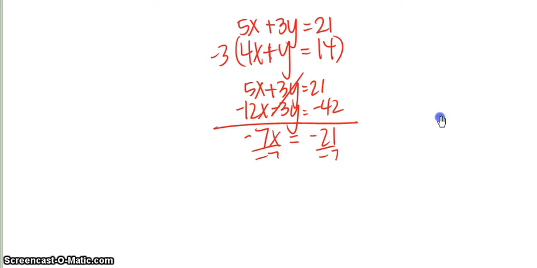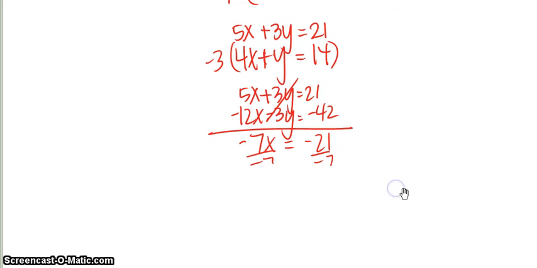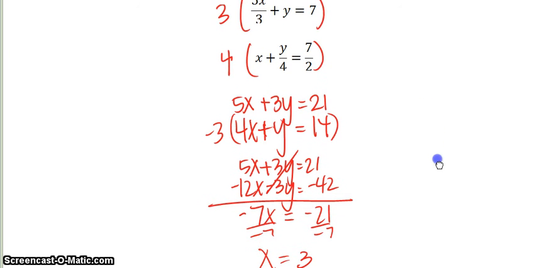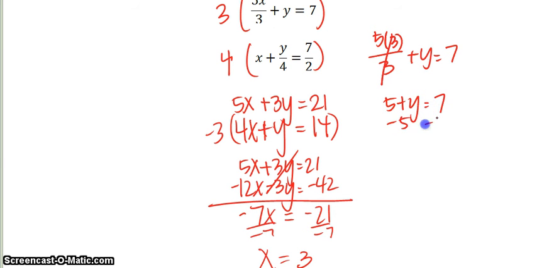So we have x equals 3. So now I'm going to plug it into the original equation just so I don't mess up anywhere. So I'm going to plug in the x to the top one. So 5 times 3 divided by 3 plus y equals 7. Well, I know those 3's cancel out, so now I have 5 plus y equals 7, so subtract 5. So y equals 2. So we have 3, 2.